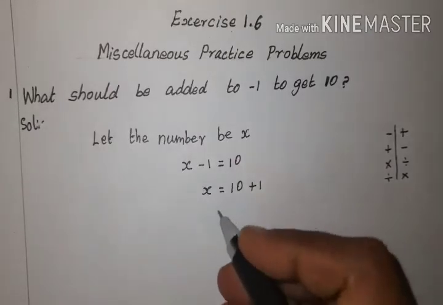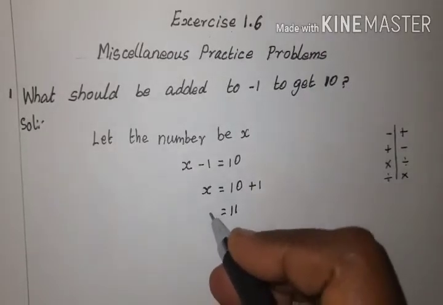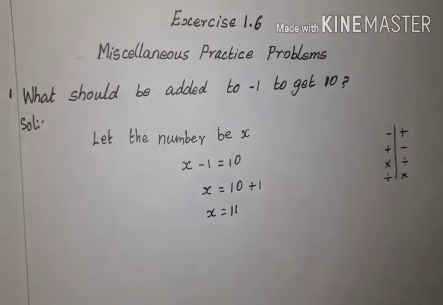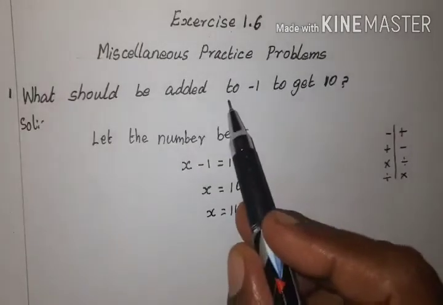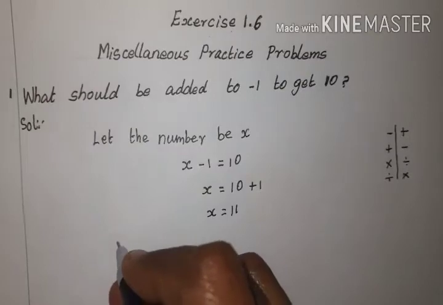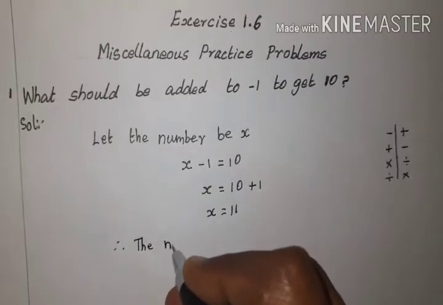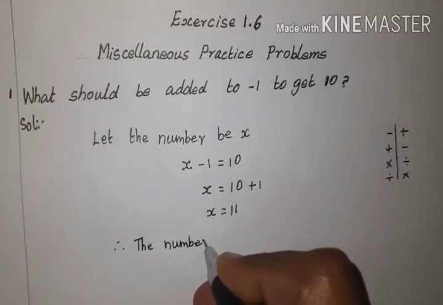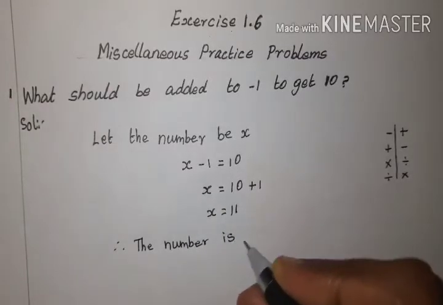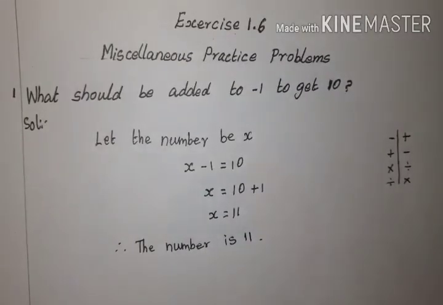10 plus 1, 11. Therefore, the number x equals 11. When 11 is added to minus 1, we get 10. Therefore, the number is 11. Second question.